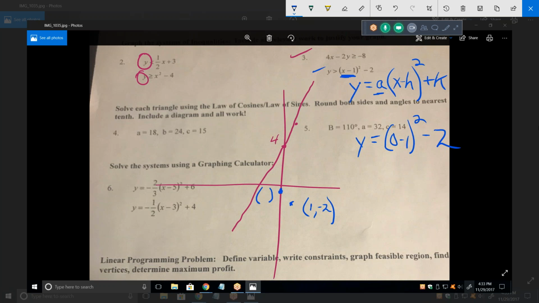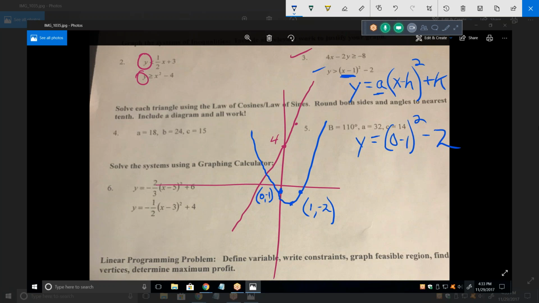Negative 1 and 0. No, sorry. The first coordinate's always the x coordinate, so 0 and -1. So I know that there's some point right there. In other words, wherever this y-intercept is, there has to be a symmetrical point on the other side. And now I have 3 points.